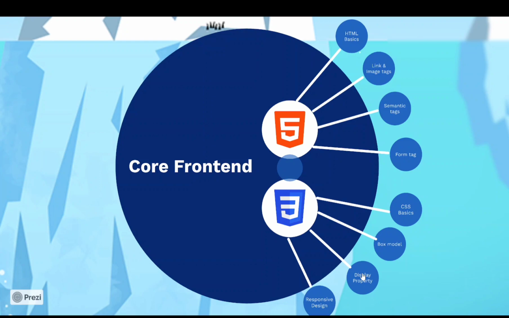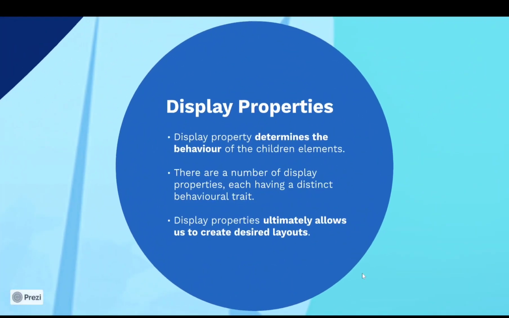As I mentioned, key for playing with the layouts, we need to know display properties. So the display property determines the behavior of the children elements. All right, so what do I mean by behavior? It means their spacing and layout behavior is determined by the value that you provide to the display property. There are a number of display values that we can use, and they have different behavioral changes that reflect on the HTML document.